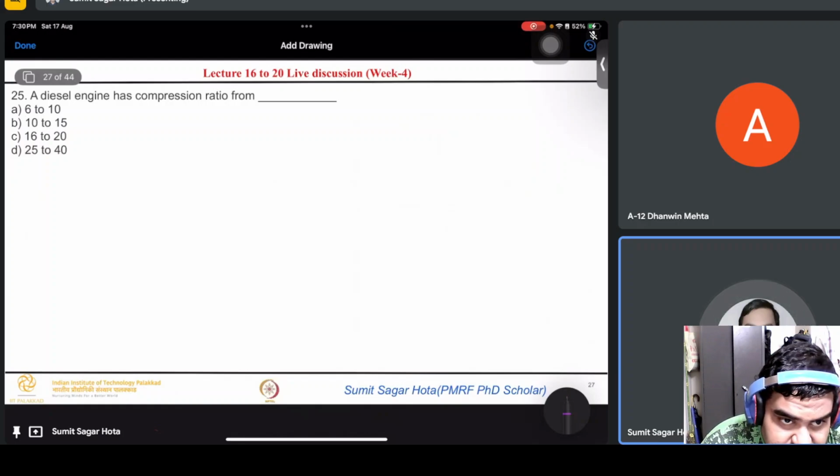A diesel engine has a compression ratio from dash to dash. This is a remembering kind of question. Just remember it as 16 to 20.